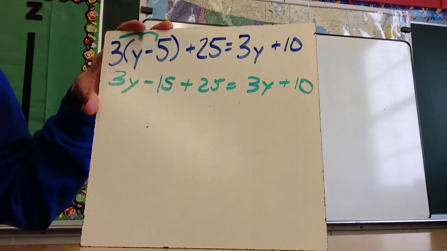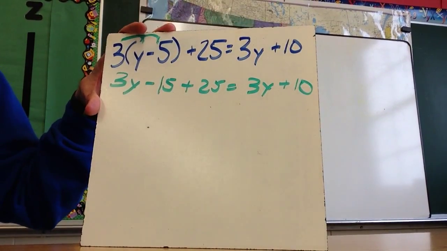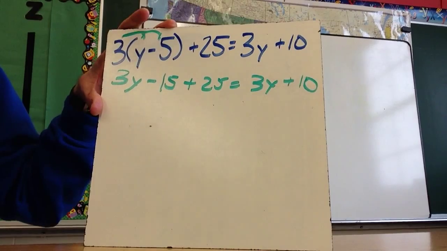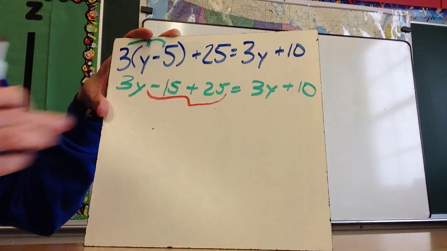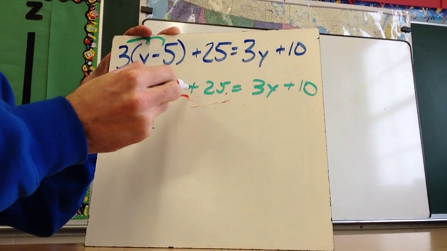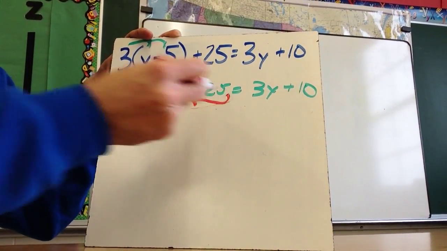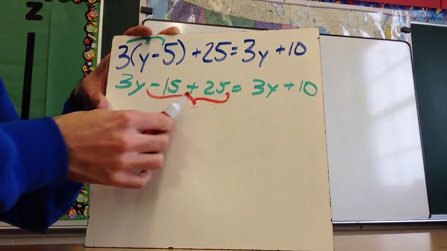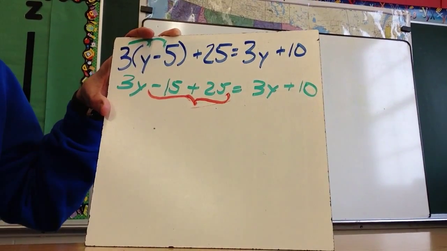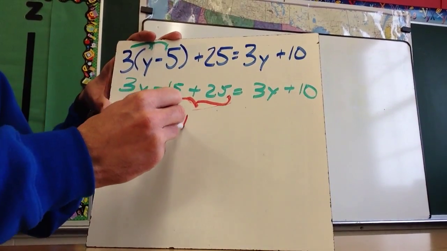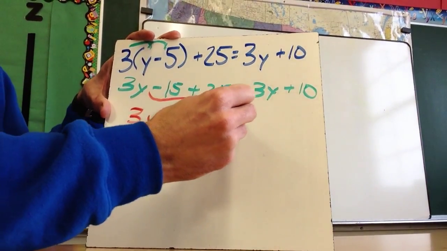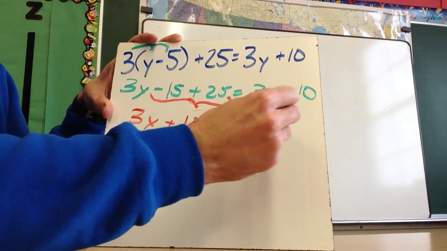Keep in mind that this is going to be a special situation, so you may notice that there's a problem coming up. Some of you may see it already, but the next step I would want to do is combine like terms. So, negative 15 plus 25. Negative 15 plus 25 is positive 10. So this becomes 3y plus 10 equals 3y plus 10.